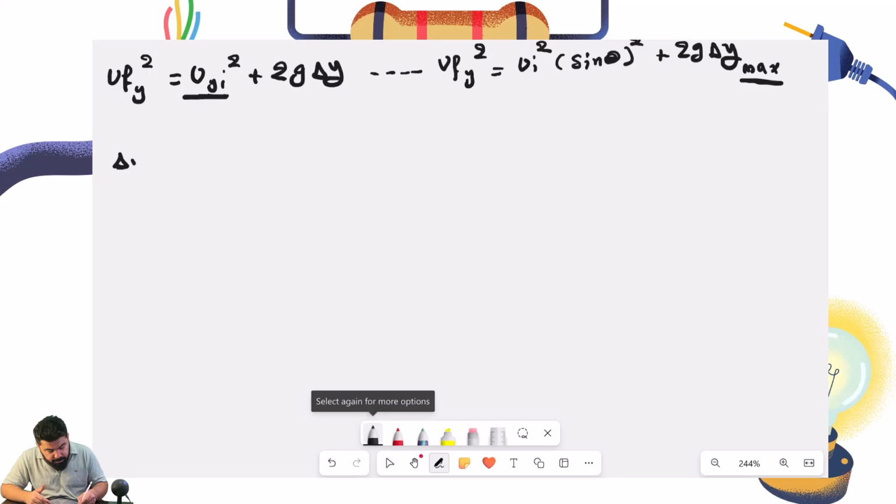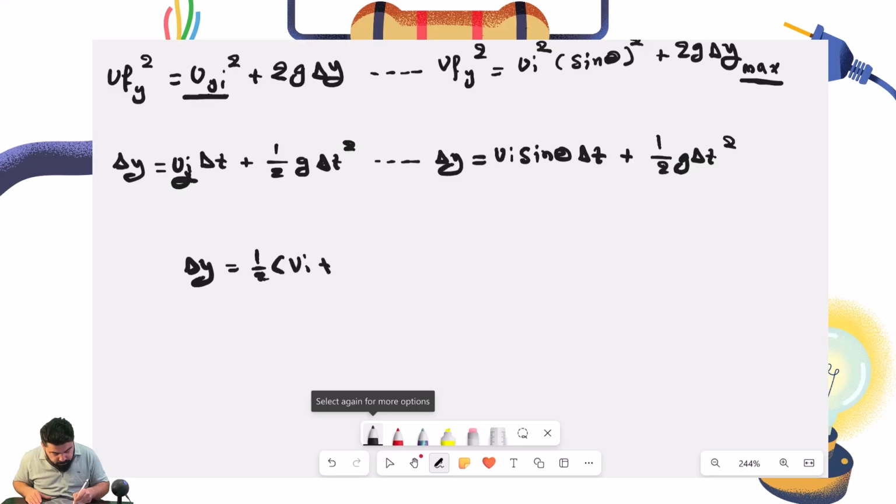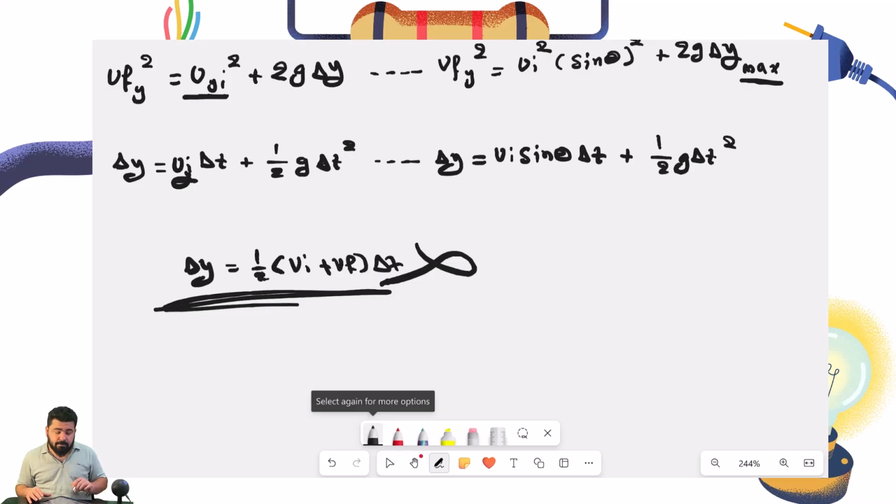We also had one last equation: delta y equals vy initial delta t plus 1 over 2 g delta t squared. Instead of writing vy initial, I'm going to write delta y is equal to v initial sine theta, multiplied by delta t, plus 1 over 2 g delta t squared. And we cancelled one equation, which was delta y equal to 1 over 2 times v initial plus v final, times delta t. We cancelled this because it doesn't have gravity in it.